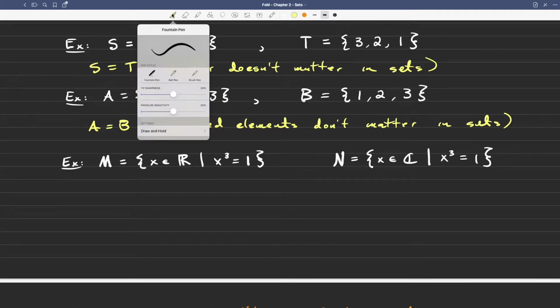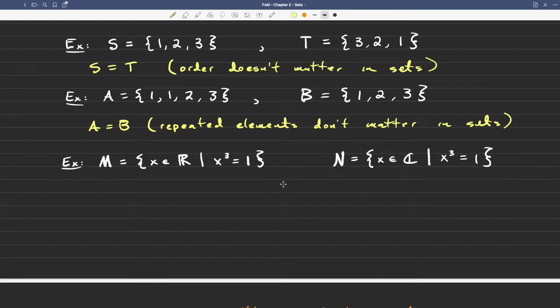All right, in this third example, the question is, are these two sets equal? What do you see as the difference between the two sets? Well, I can see that the first set, M, has a universal set of R, while the second set has a universal set of the complex numbers. Is that enough to affect the equality of the sets? Well, in fact, yes, it does matter here. It doesn't always matter, but sometimes it can really matter.